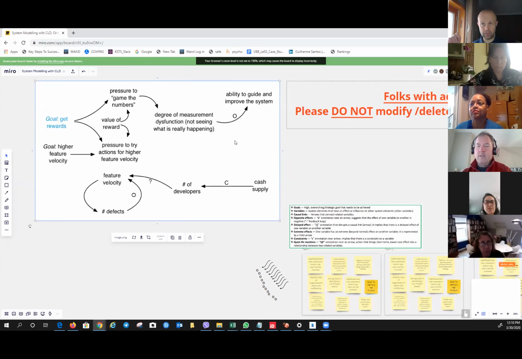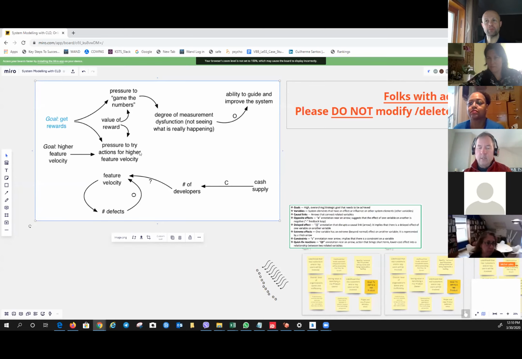So just again, a small side note, this exercise is about introducing system dynamics and system modeling, as well as playing with it on Miro board in different teams, which is a combination of, you know, trying to kill two birds with one stone. Here's another example of the goal: higher feature velocity.